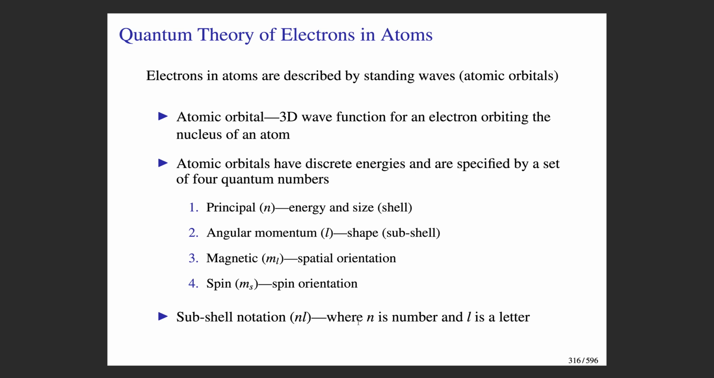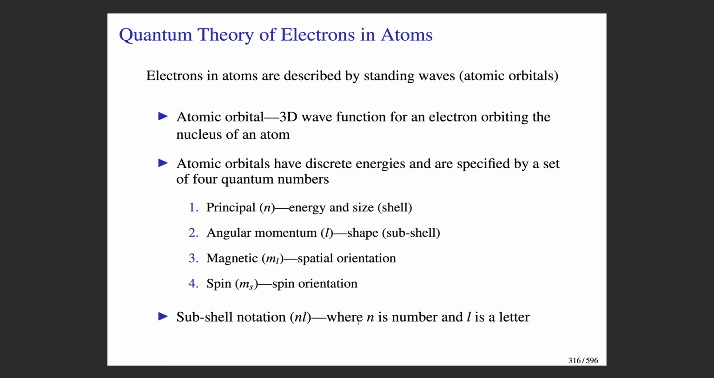The principal quantum number, n, determines the energy of an electron within a hydrogen atom, and it also represents the size of the atomic orbital for that electron, and we call this the shell. So you can think of the atom as being somewhat like an onion in the sense that it has different layers, and the shell represents how far away the electron is on average from the center of the atom at the nucleus. So the energy and size of an atomic orbital are determined by the principal quantum number n.